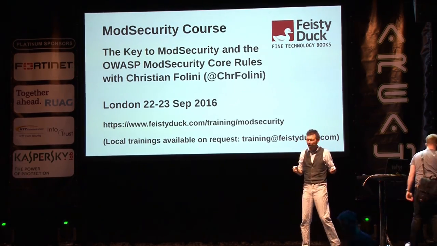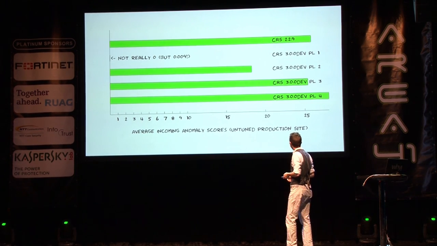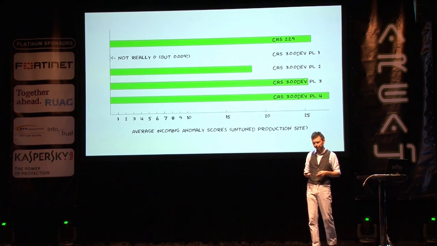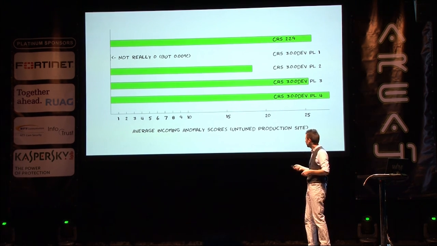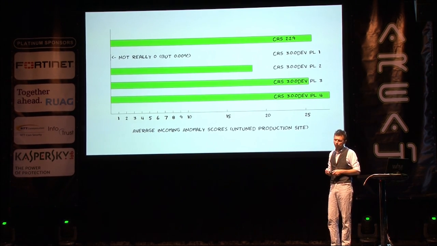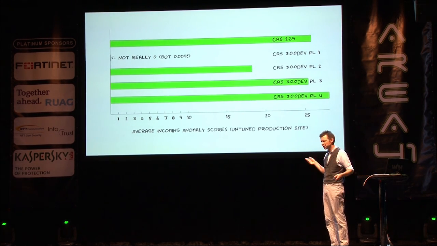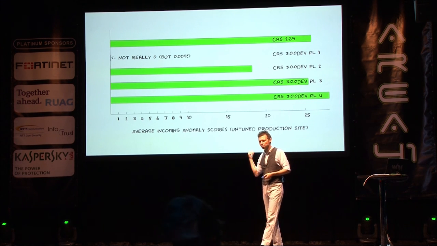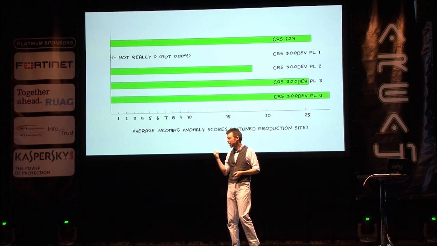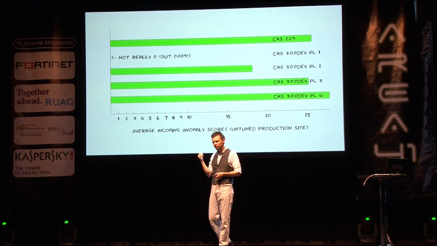The question is, why are we seeing such a big gap here between paranoia level 1 and 2? This is fairly new, and there are not that many rules in paranoia level 2, and this is not the end of the story. We might get lower again, but then this is a very specific installation. I can tell you, this is a Drupal site. And Drupal is really crazy with the parameter names. So what is happening here is that a lot of cookies are triggering a crazy amount of alerts.